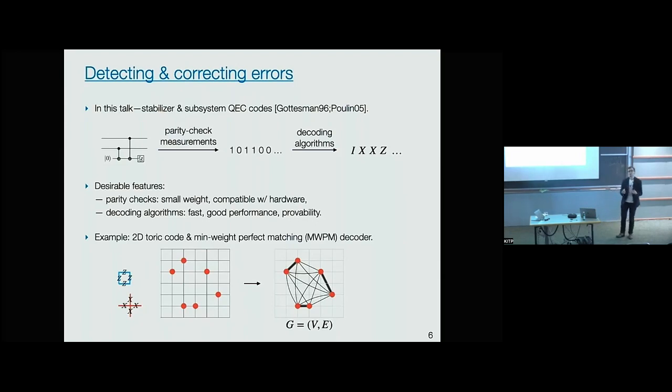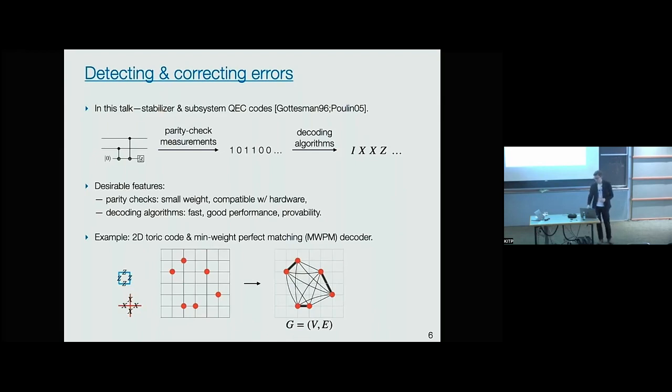And the decoding would be successful if the errors combined with the correction are equivalent up to some stabilizer operator. And this problem admits an efficient solution, for instance, with the minimum weight perfect matching decoder. What it is, basically I construct some fully connected graph, and I find a matching in this graph of the smallest total weight. And this allows me to find the most likely error.